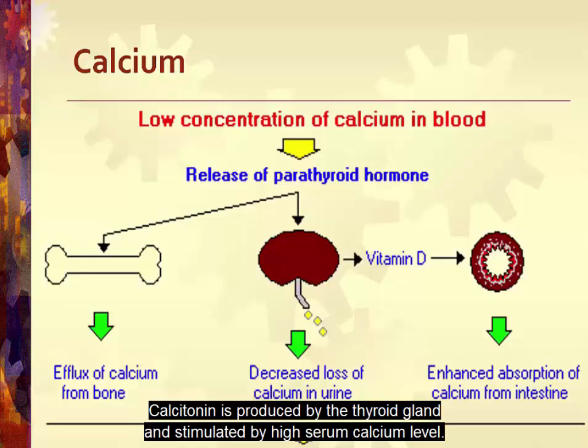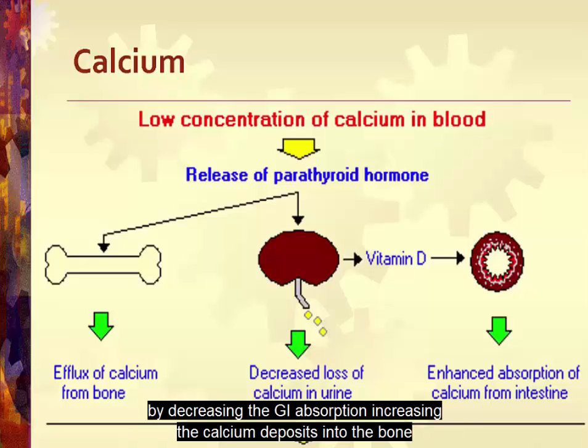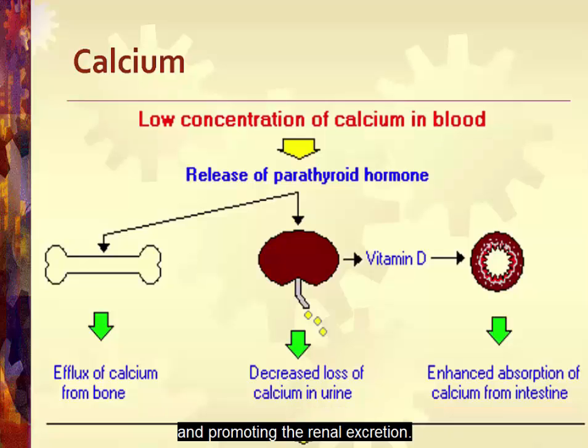Calcitonin is produced by the thyroid gland and is stimulated by high serum calcium level. It opposes the action of the parathyroid hormone and lowers the level of serum calcium by decreasing the GI absorption, increasing the calcium deposits into the bone, and promoting the renal excretion.